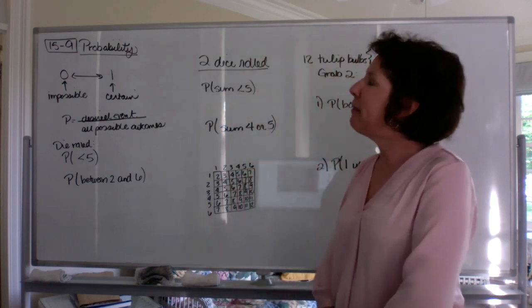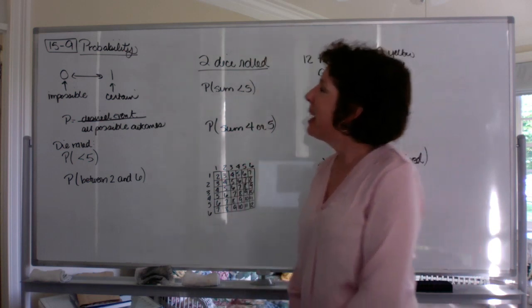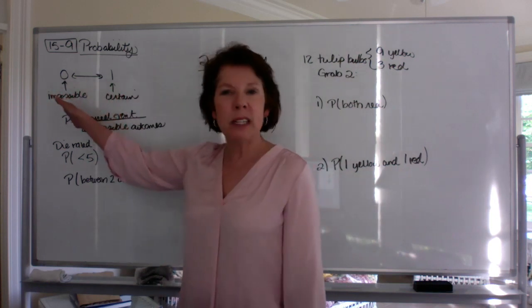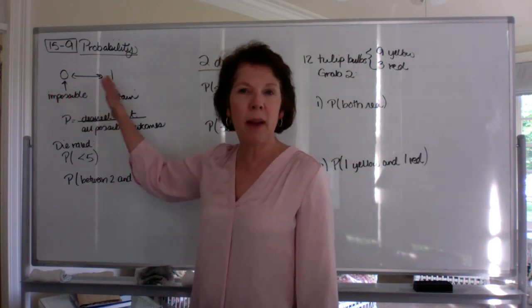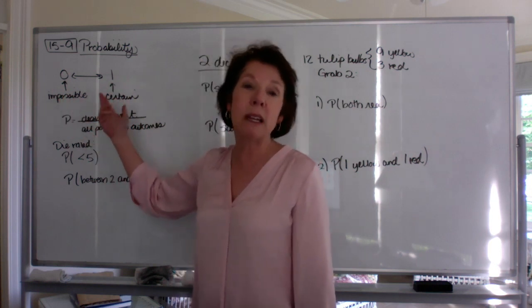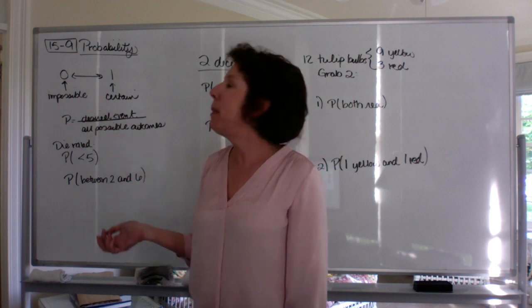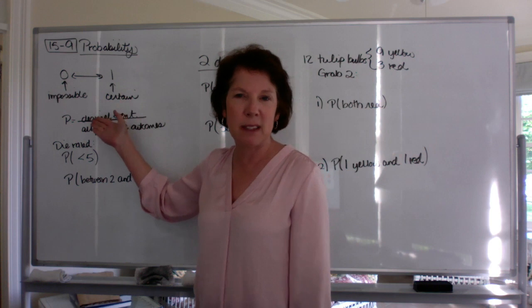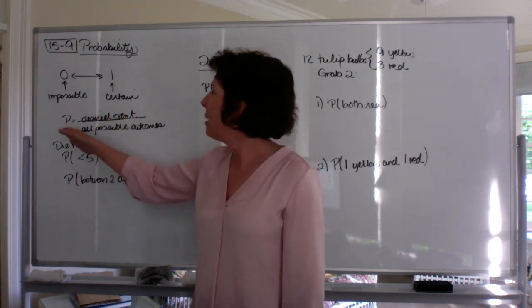Now, probability, if you'll remember from middle school days, is a number between 0 and 1. Probability is 0 if it's impossible for it to happen. Probability is 1 if it's certain, and it can be any fraction, really decimal or percent, in between. We usually give our answer as a fraction in this section. Okay, now what is probability?